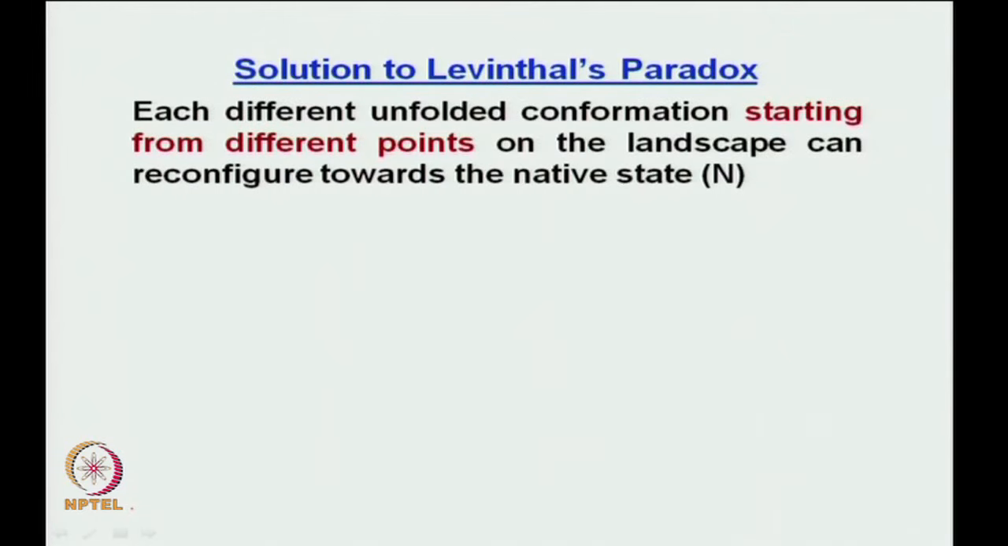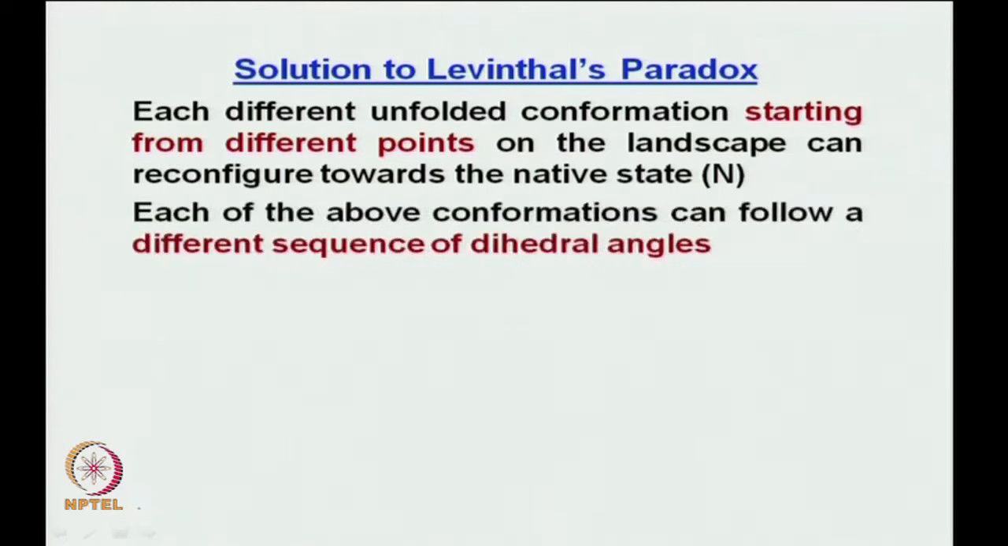This funnel then is a solution to Levinthal's paradox. What does it say? Each different unfolded conformation, starting from different points on the landscape, can reconfigure towards the native state N. That is what we just said. Each of these configurations can follow a different sequence of, say, dihedral angles. Remember, dihedral angles were referred to as the conformational coordinate which corresponds to the entropy. They can follow these independent of each other.